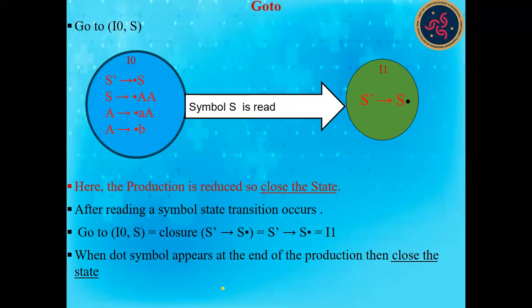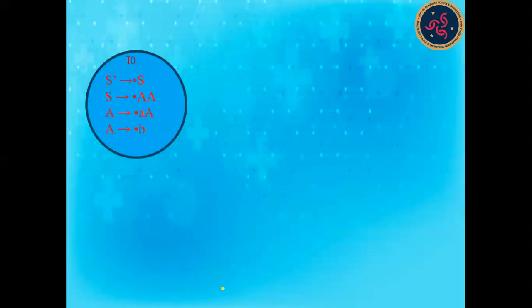So when a dot symbol appears at the end of the production, we can close that particular state. We need not move forward after the closed state. It is the same as a final state or acceptance state. So this is about the goto operation. Next, we can draw the DFA.